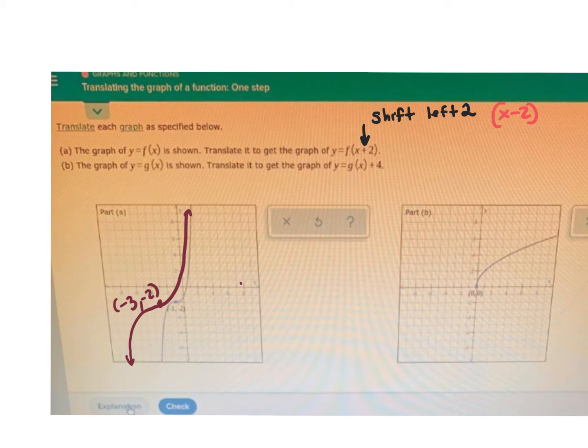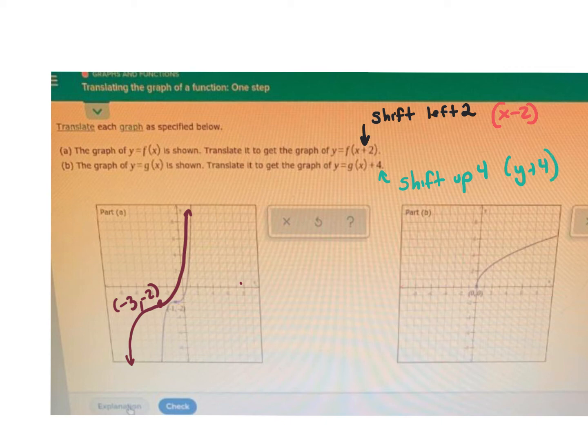Now for the second one, this one is on the outside. It's not in the function, it's on the outside of the function. So that's going to be a vertical shift. And since it's positive, this is going to be a shift up by 4. So if you're changing the up down, that's going to be changing the y. So I'm going to take the y and I'm going to add 4 to it.